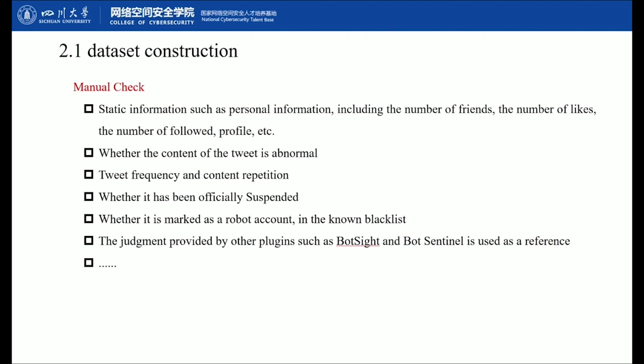When it comes to the manual check, we consider static information such as personal information, including the number of friends, the number of likes, the number followed, profile, etc. Whether the content of tweets is abnormal, tweet frequency and content repetition, whether it has been officially suspended, whether it is marked as a robot account in the known blacklist. The judgment provided by other plugins such as BotSight and BotSentinel is used as a reference.